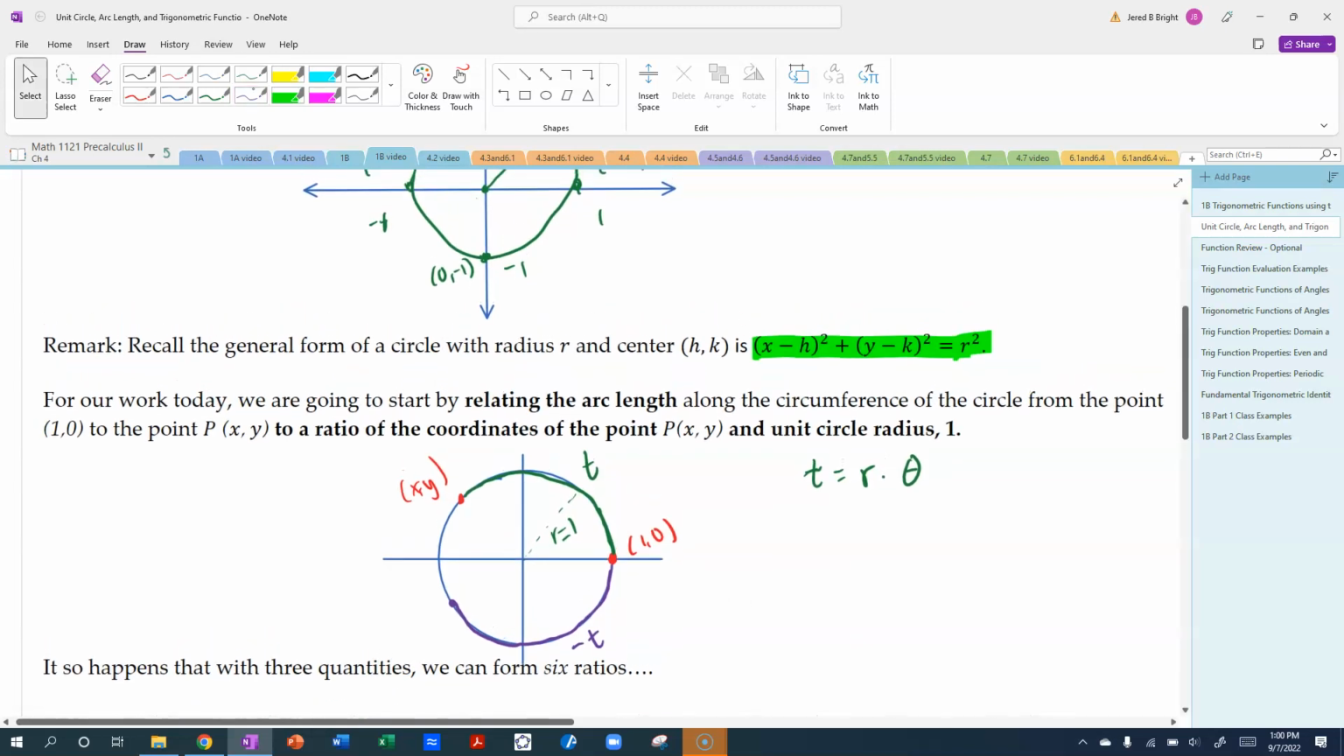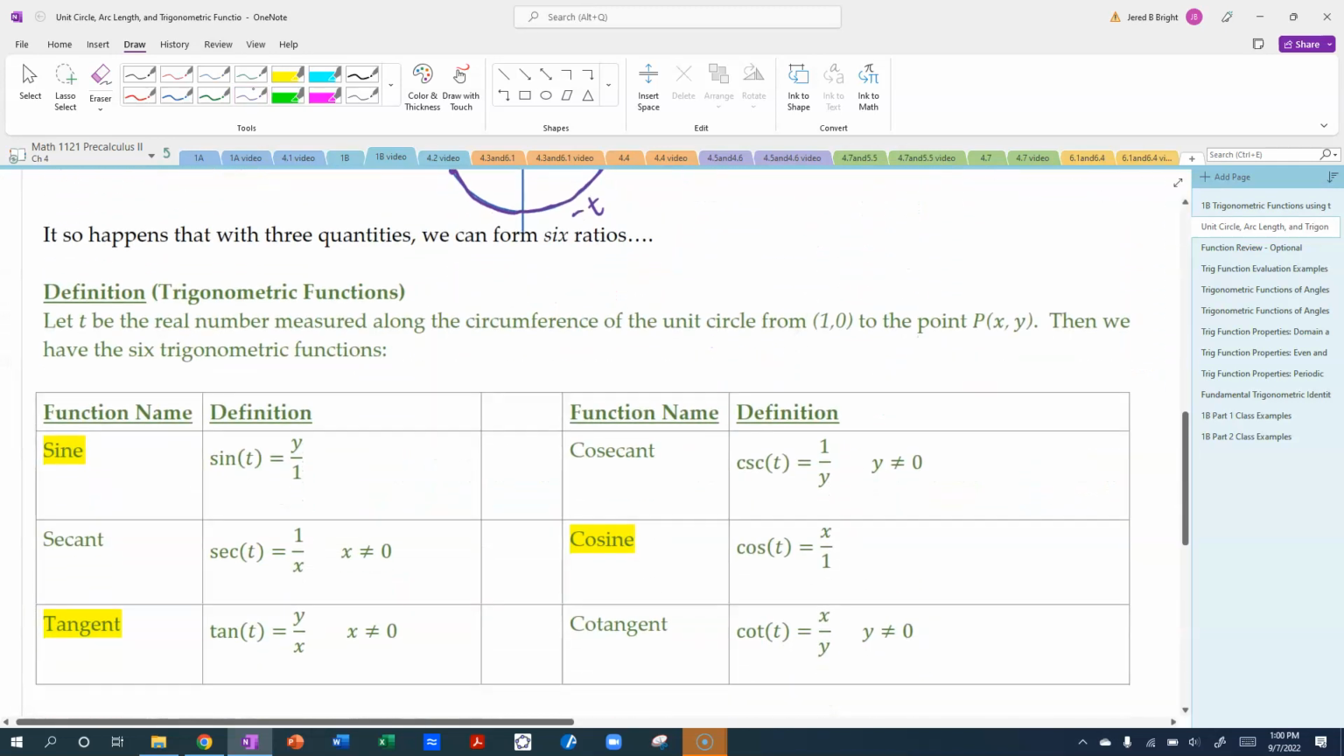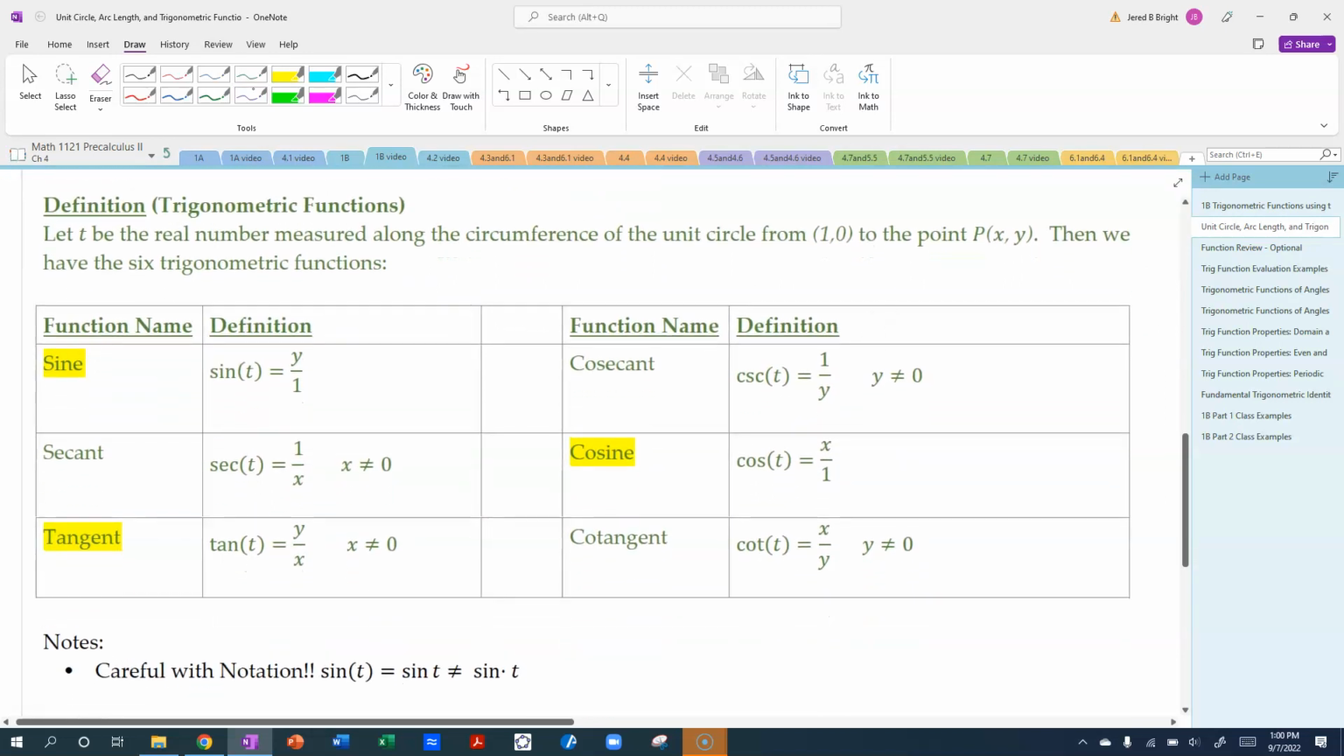All right, so now we can start to form different ratios. We can start relating t, r, and theta in different ways. And theta is actually a little bit tricky. So what we're actually going to end up using is the coordinates of the point P of (x, y), and with those we form 6 trigonometric functions from those ratios. You can read the full definition, but t is the arc length from (1, 0) to the point P of (x, y), and we get these 6 trig functions.